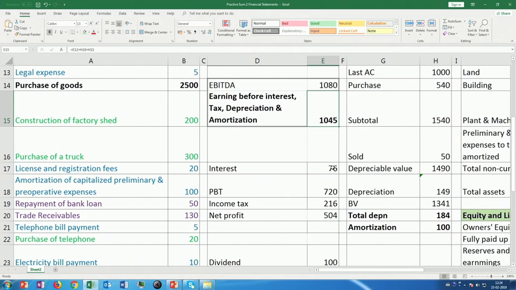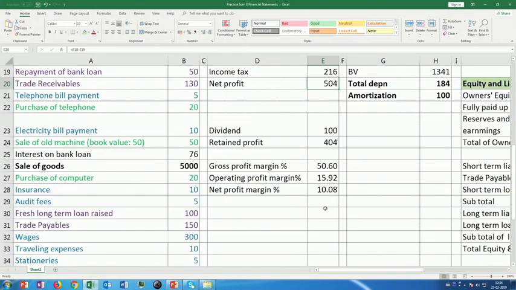You deduct interest from operating profit to get profit before tax. Then you pay income tax on that, say 30% or whatever. Then you get net profit. Out of net profit, you pay dividend. Net profit is the amount that belongs to the owner. They can do anything out of it. Now, the tax is paid. So, this money belongs to the owners.